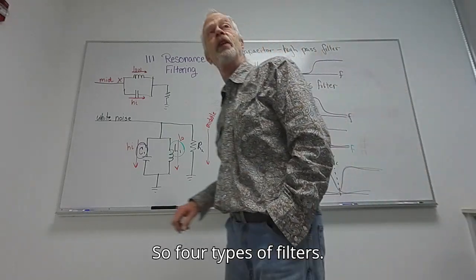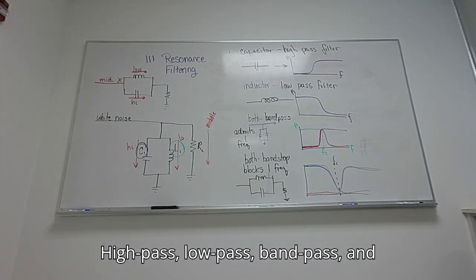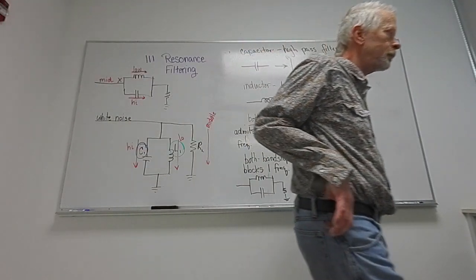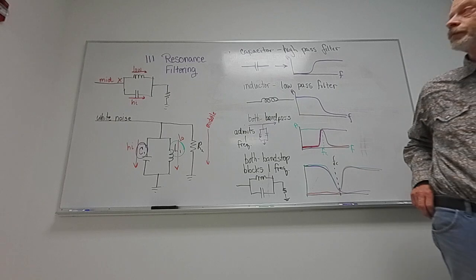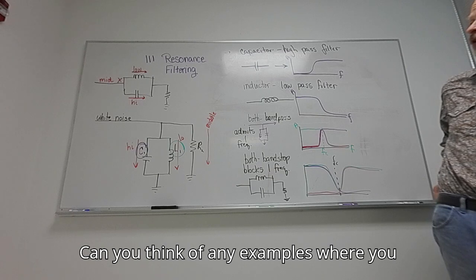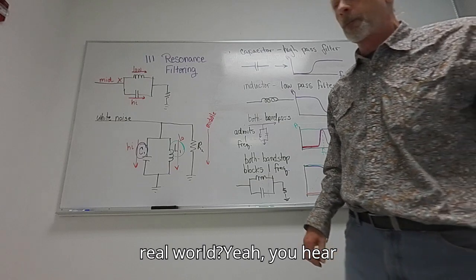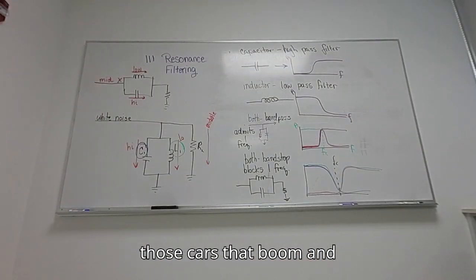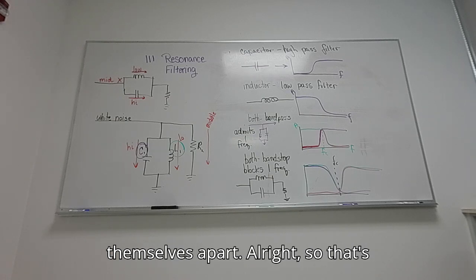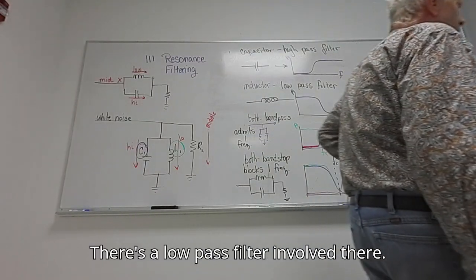So you have four types of filters: high pass, low pass, band pass, and band stop. Can you think of any examples where you might use any of these filters in the real world? Yeah, you hear those cars that boom and they've got so much bass, they shake themselves apart. All right, so as crossover networks. Yep. There's a low-pass filter involved there.